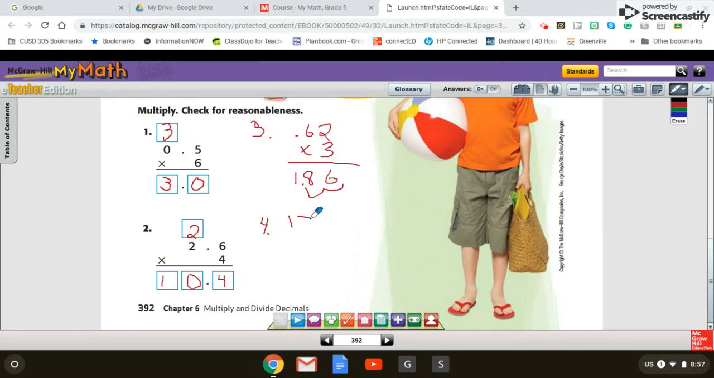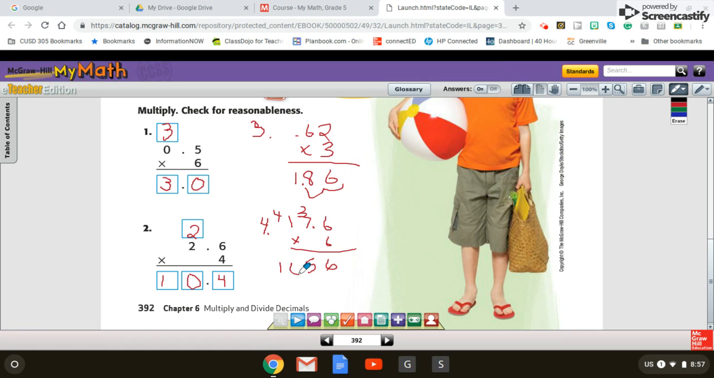17 and 6/10 times 6. Do that one. Pause the video and do that one, and then turn it back on and check, see if you're correct. Okay, 6 times 6 is 36. 6 times 7 is 42, plus 3 is 45. Carry the 4. 6 times 1 is 6, plus 4 is 10.